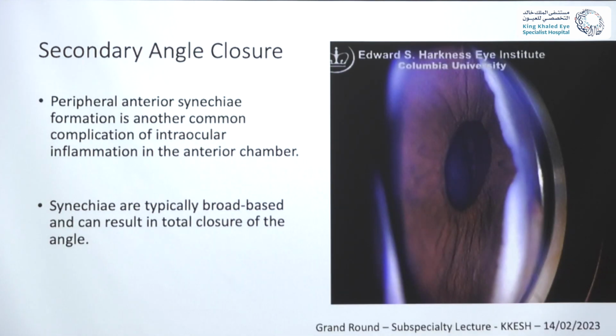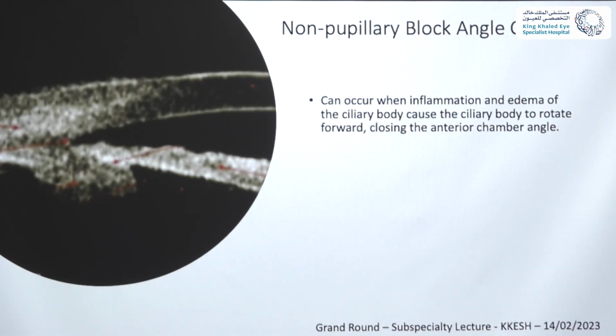Secondary angle closure could also come in another form, that is the non-pupillary block. In those individuals, you can see that inflammation and edema would cause the ciliary body to rotate and migrate forward, and crowding of the anterior chamber will happen. And this is the definition of what? It's like which disease? Plateau iris. Plateau iris, okay? So this is a non-pupillary block angle presentation.